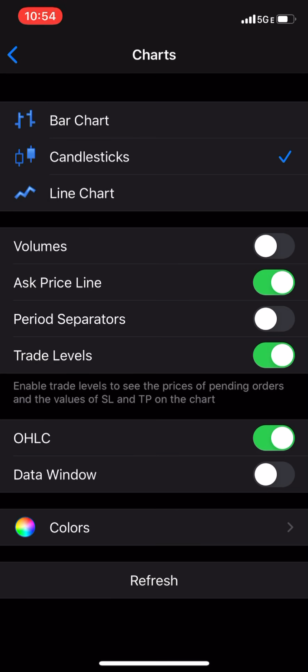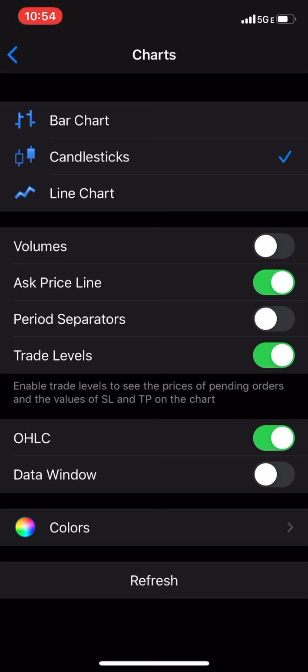charts. You're going to want to make sure that the charts is on candlesticks. You're going to want to make sure that you have the ask line checked. The ask line is that visible representation of what price you can buy at. The reason why it's called the ask line is because the broker or the other party is asking that you pay that much to enter the trade. They're asking that you buy at that price.